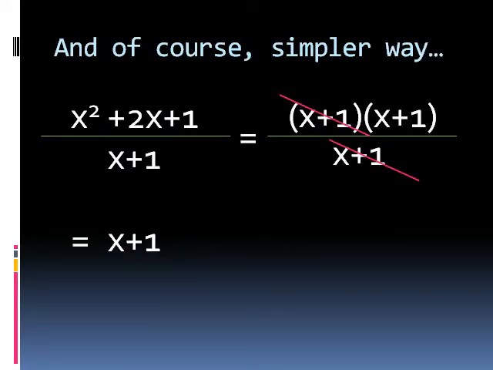Now, of course, you could also do it like this. If you know that x squared plus 2x plus 1 is the same as x plus 1 times x plus 1, then as in the part to your right, you would cancel out x plus 1 with the x plus 1 in the denominator, which means that x squared plus 2x plus 1 divided by x plus 1 equals x plus 1.